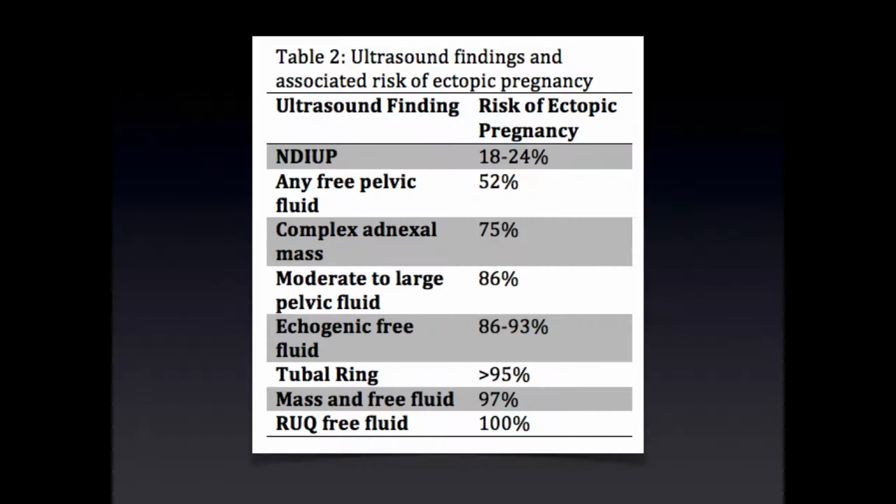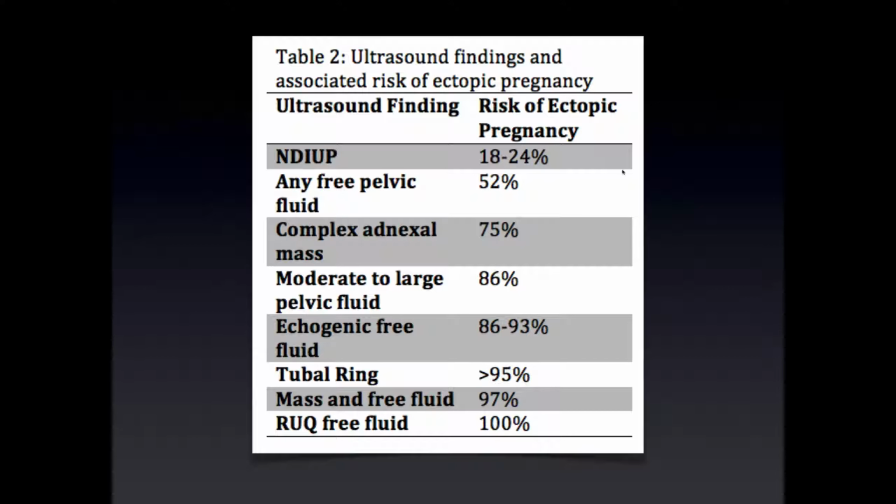Let's take a view at some common ultrasound findings and their associated risk of ectopic pregnancy. Keep in mind that all NDIUPs are associated with approximately a 20 to 25% chance of ectopic pregnancy. That is actually very high if you think about it. That means every time you don't clearly visualize an intrauterine pregnancy, a quarter of those women will go on to have an ectopic pregnancy.